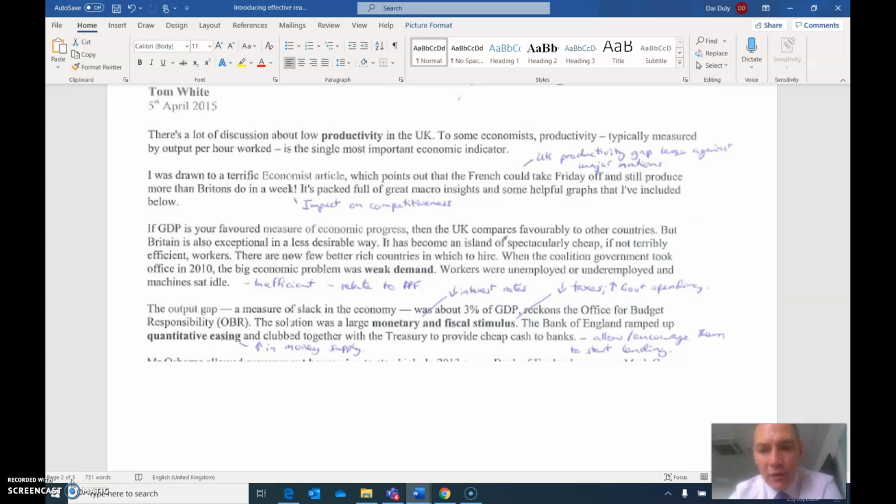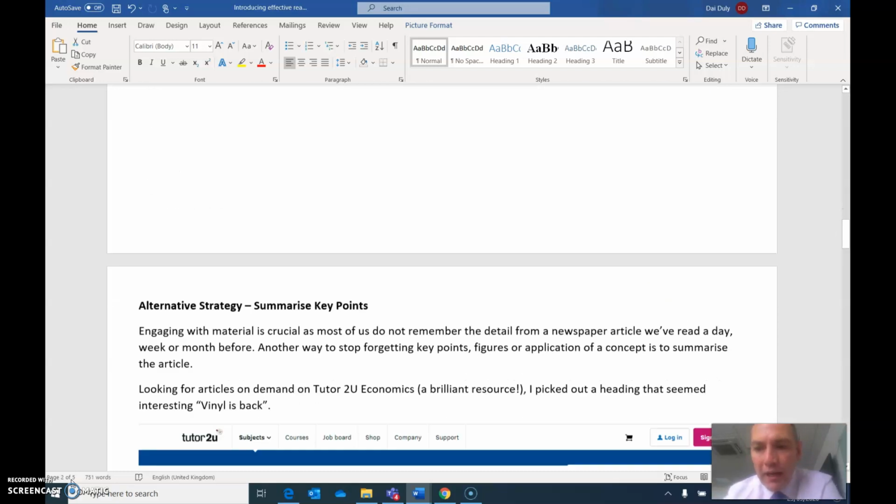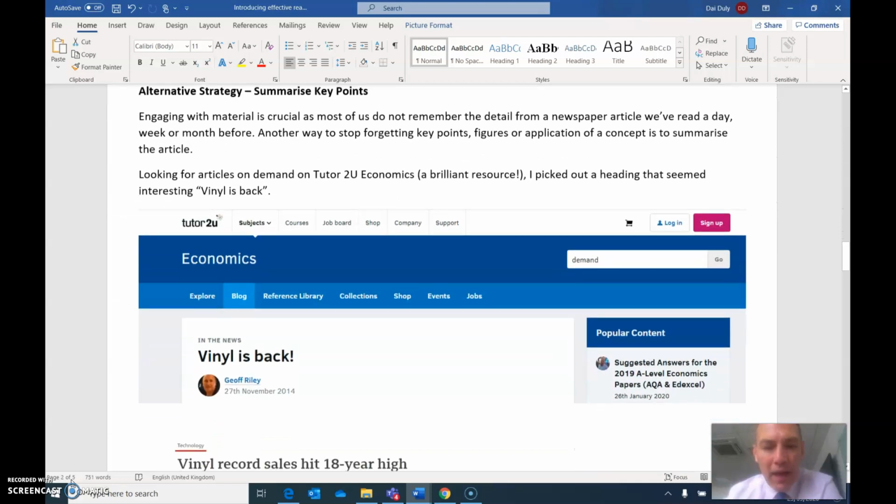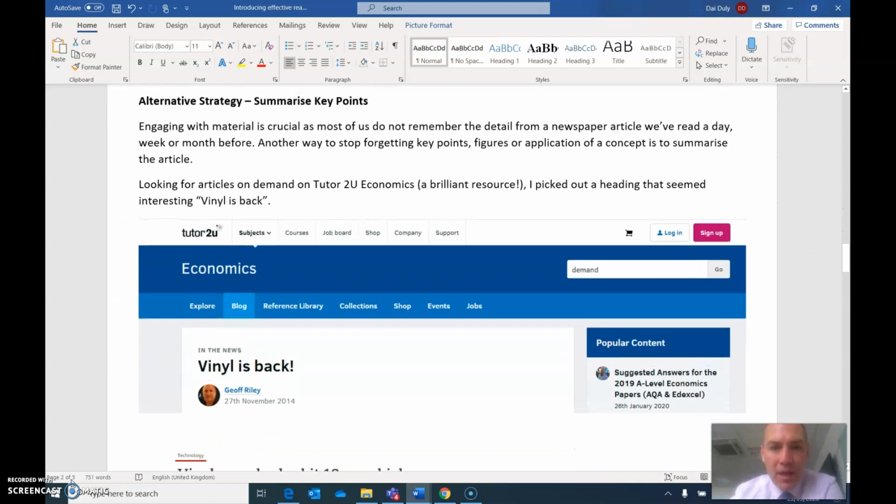Now I could go a little bit further, and some of you will want to, and talk about the macroeconomics, which we'll start studying after Christmas. But I think you see the point. I'm trying to engage with an article by applying all the concepts that we've looked at so far. Okay, there's another way of doing this, and in terms of this other way of doing it, it's to find a good article.